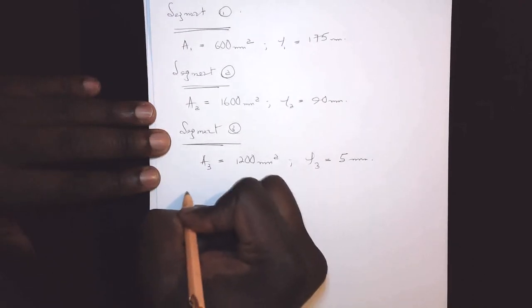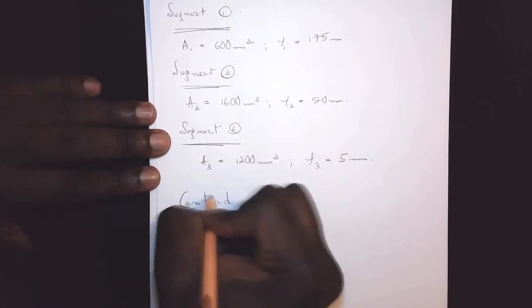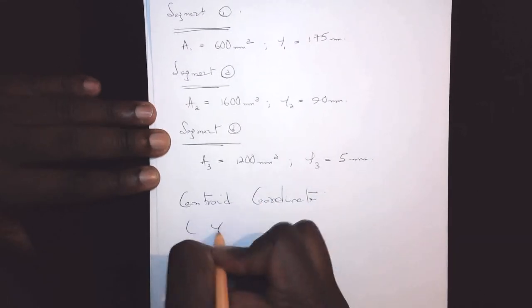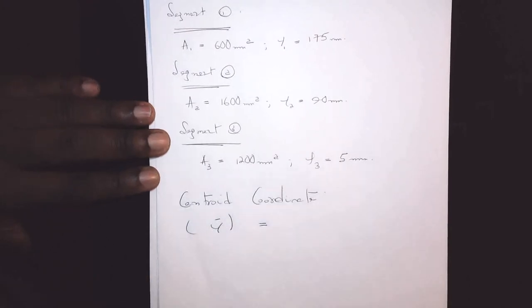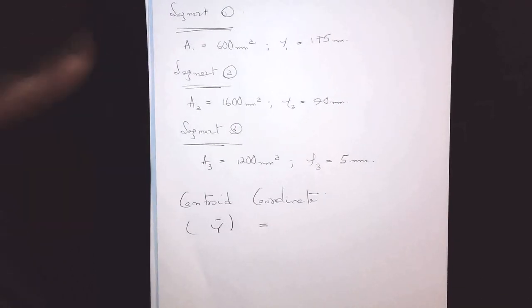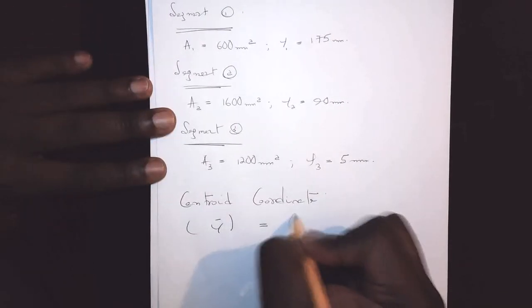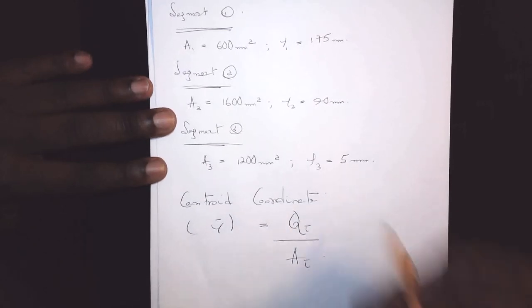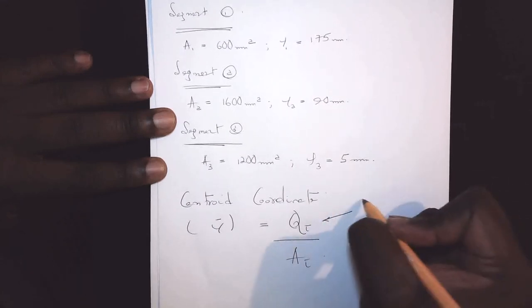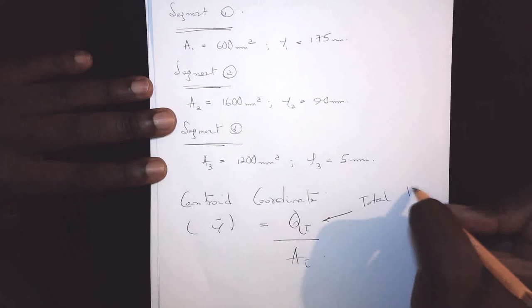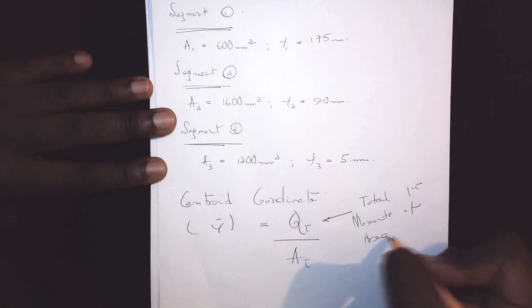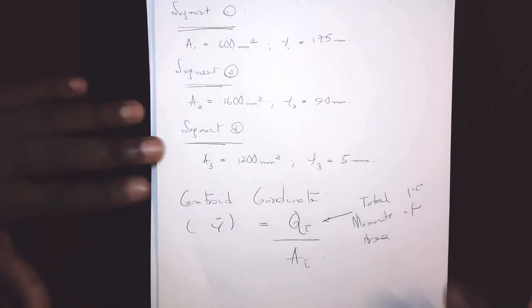So the centroid coordinate we're looking at is for Y. From lecture 3, we talked about the centroid of 2D objects. This is equal to QT over AT. What is QT? QT is the total first moment of area. And we're going to be doing a lot of exercises relating to centroid.